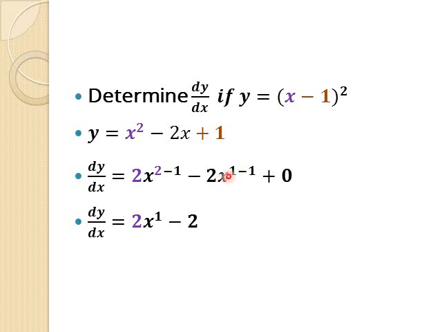2x to the power 1 minus 1 is to the power 0. Anything to the power 0 is 1. So 1 times negative 2 simply stays negative 2. And there I get my second mark.